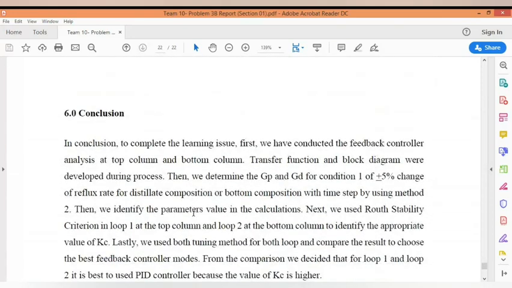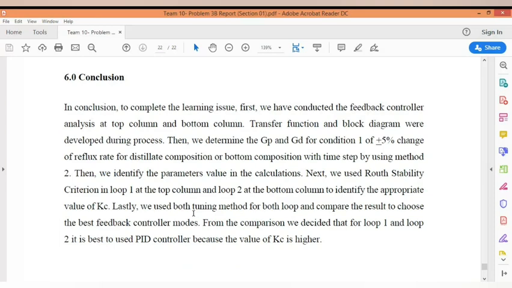Lastly, the conclusion. In conclusion, to complete the learning issue, first we conducted the feedback controller analysis at the top column and bottom column. Then the transfer function and block diagram were developed during this process. Then we determined the GP and GD for condition 1 of plus minus 5% change of reflux rate for distillate composition or bottom composition with time step by using method 2. Then we identified the parameter values in the calculation.